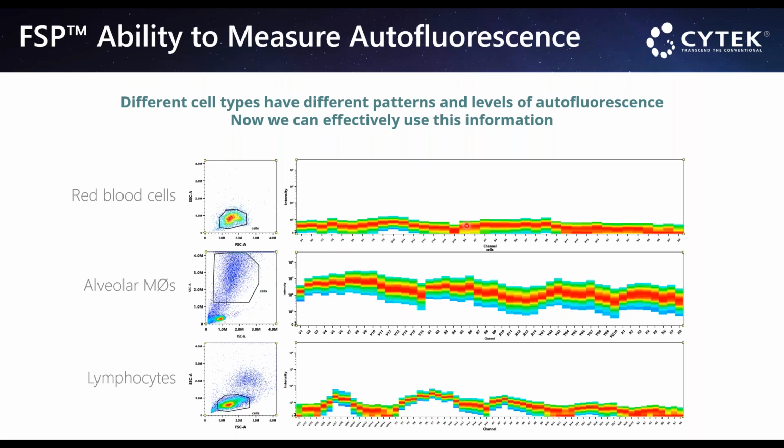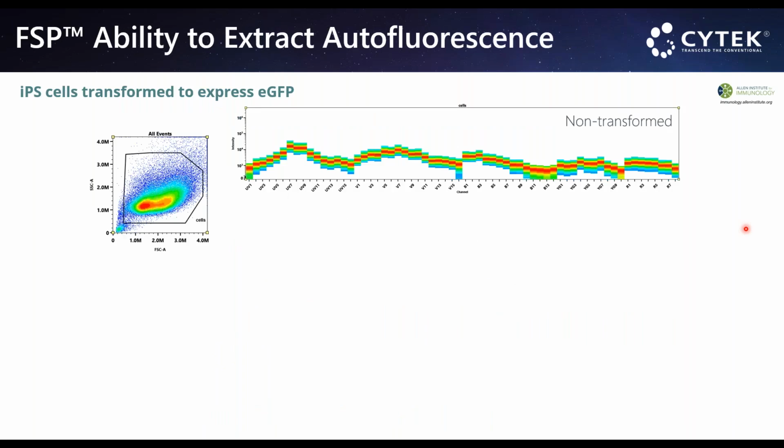And you can see not only the different signatures, but the different intensity of autofluorescent signal that we are measuring on the Aurora. And by measuring it, we can now extract that.